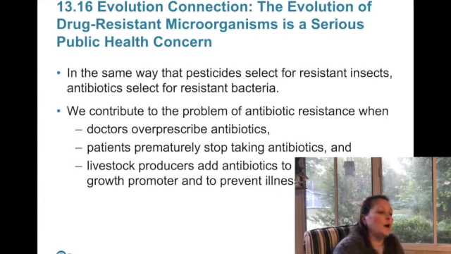This is the reason why if you feel sick, you don't just say, I need antibiotics. Antibiotics only help if it's a bacterial infection. If it's not bacterial, it's not going to help you with anything whatsoever. All it's going to do is affect everything else. It's not going to make you better.